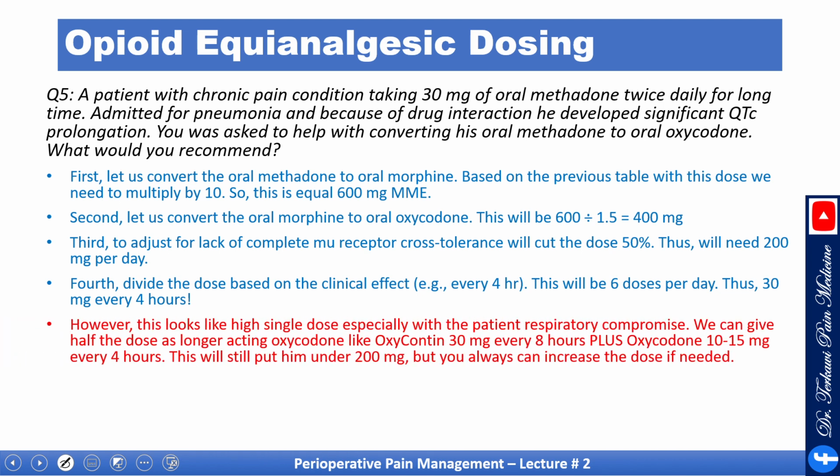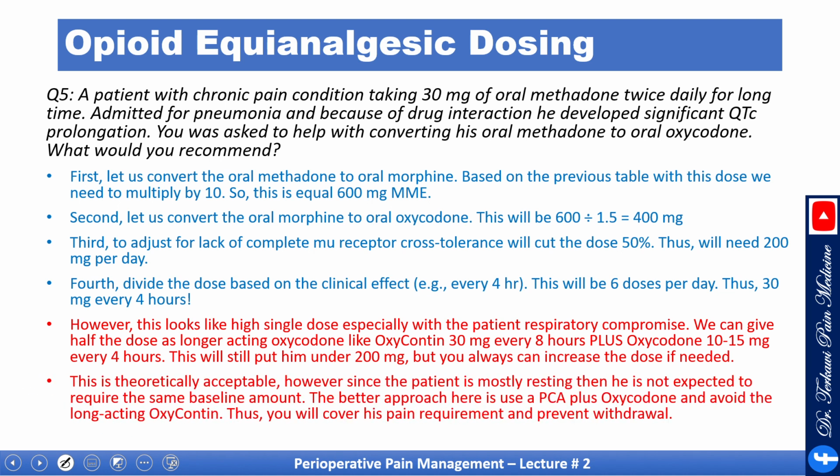However, this looks like a high single dose, especially with patients with respiratory compromise. I think we will all agree on that. We can give half the dose as longer acting oxycodone, like OxyContin, 30 milligram every 8 hours, plus oxycodone 10 to 15 milligram every 4 hours PRN. This will still put him under 200 milligram, but you always can increase the dose as needed. This is an option. However, I do not prefer this option. I just put it to show you how you do the math.